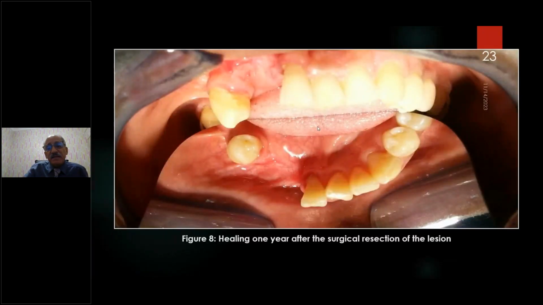This is the healing, 1 year after, and we see there is no sign or symptoms of recurrence. Next, please.